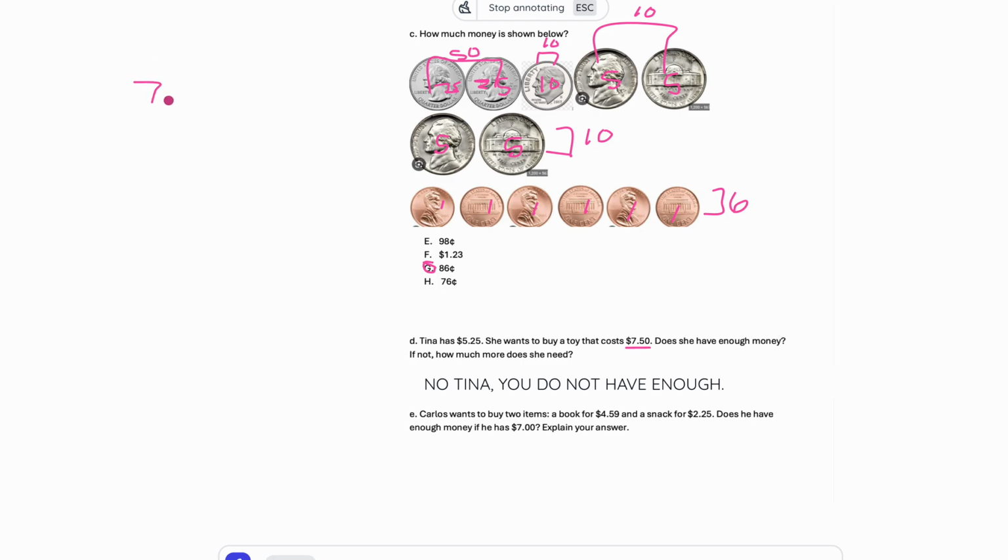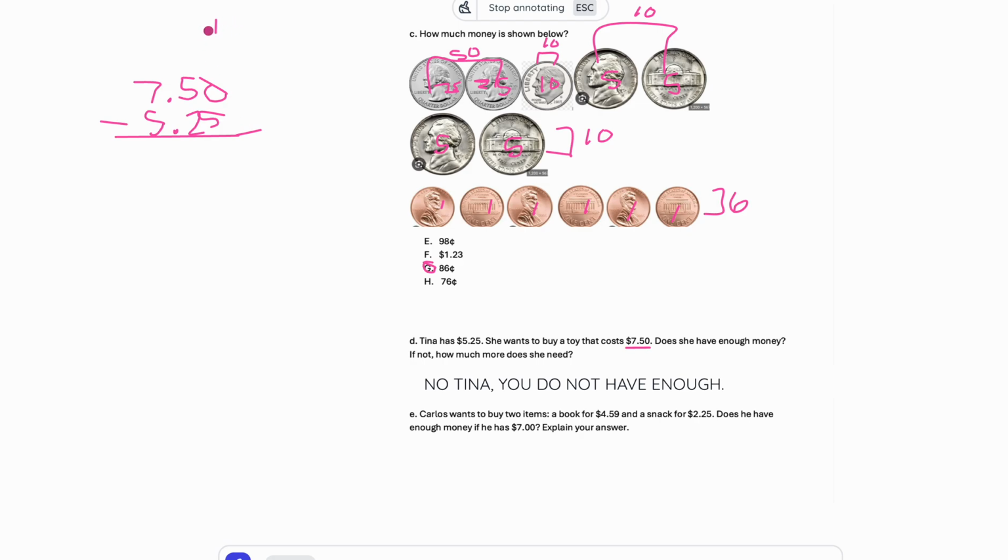So to do that, we're going to take how much it costs, and we're going to take how much Tina has, and we're going to subtract to see how much we're left with and how much she needs to earn. She needs to get a job and make this much money. So let's do it, okay?